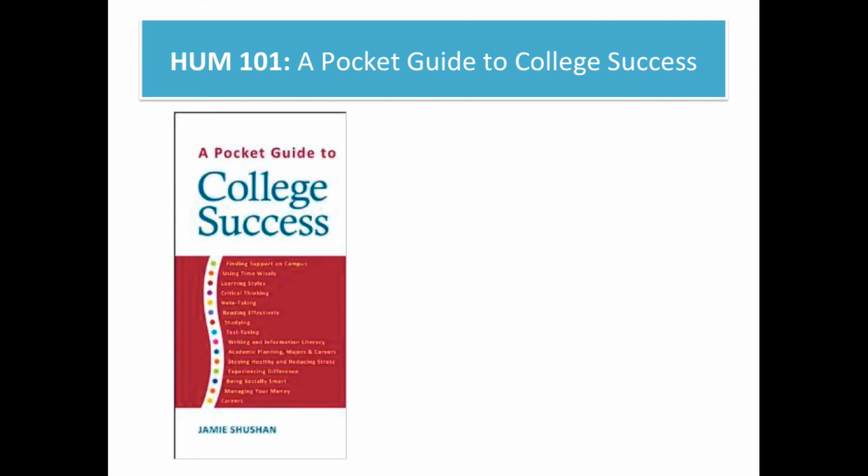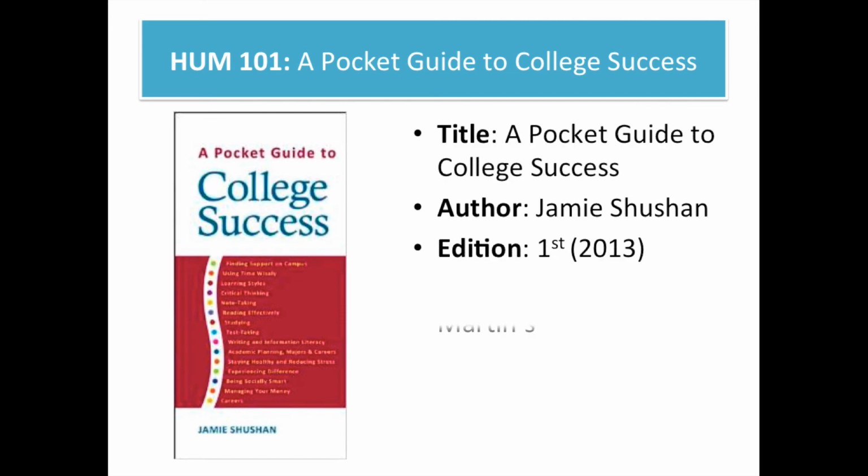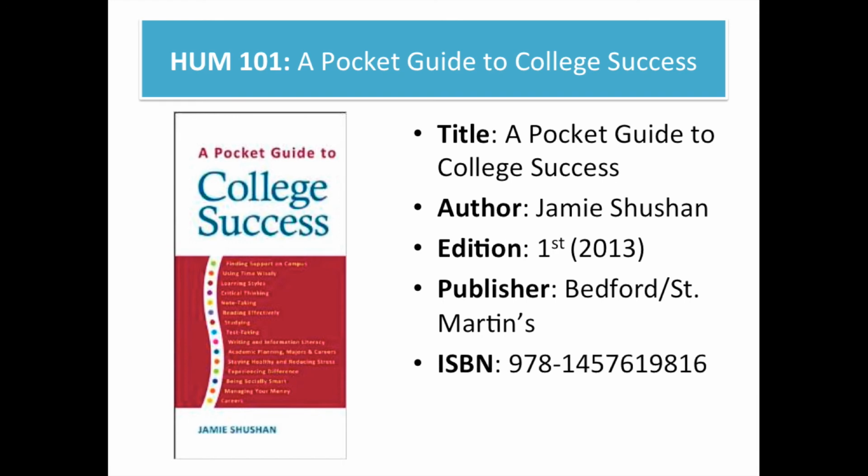For Hume 101, the other main book is A Pocket Guide to College Success. Again, here is the main information for this book. This text is also used in Hume 102, so you can buy this book once and use it for two courses. For Hume 105, the only text that's required is the Strengths Quest text.